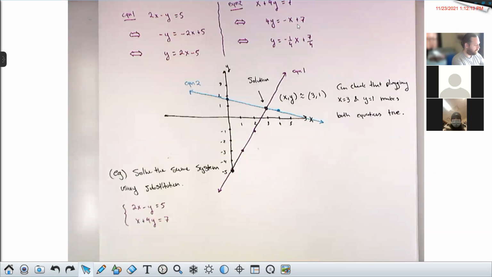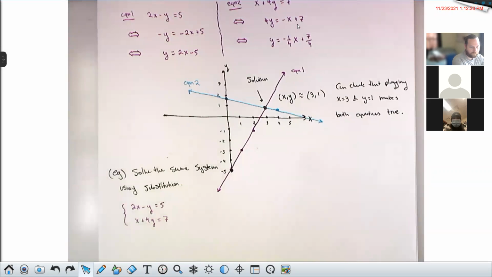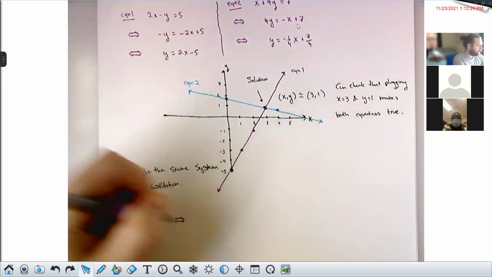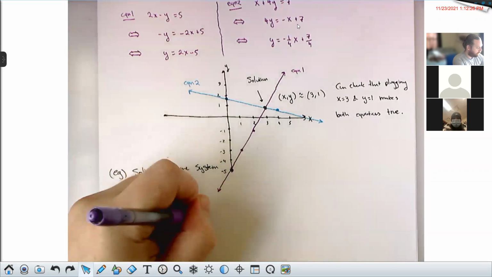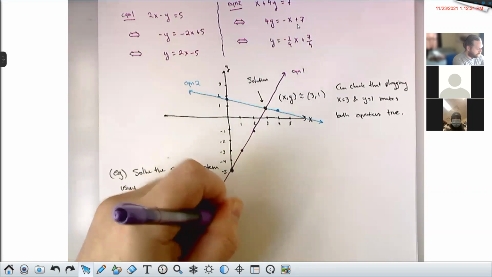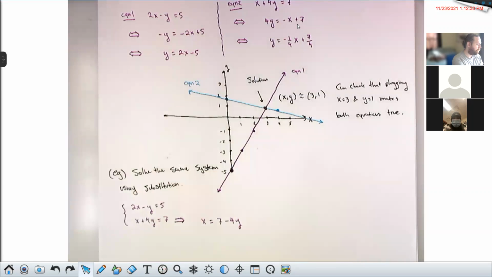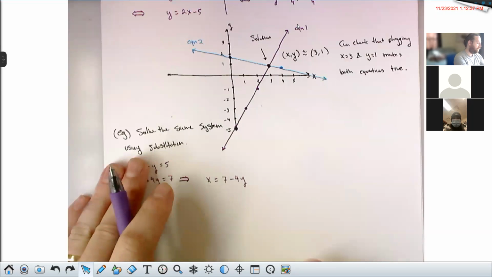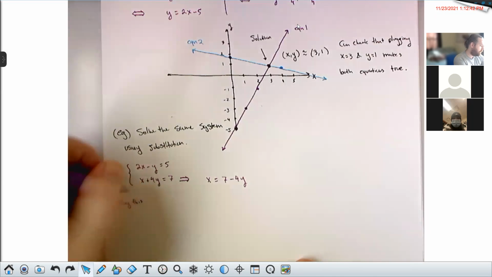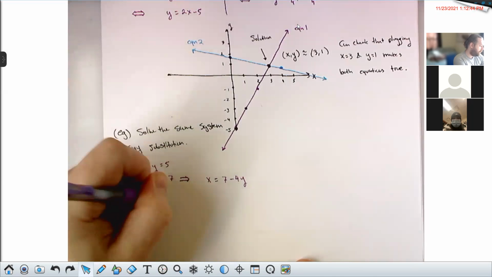So what substitution says is to take one of these equations and solve it for one of the variables. It does not matter which equation or which variable. So I'll take the second equation here and solve it for x. This means x is equal to 7 minus 4y. Then I can plug this into the other equation.